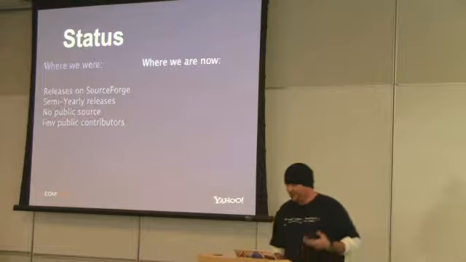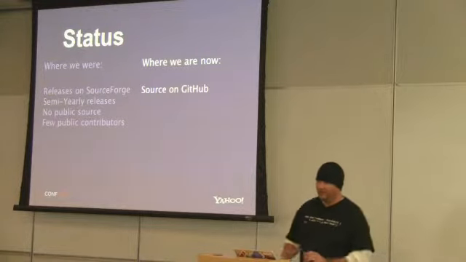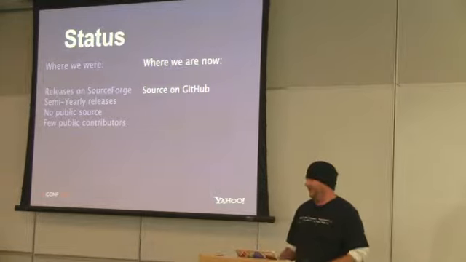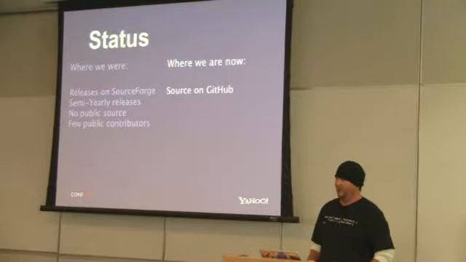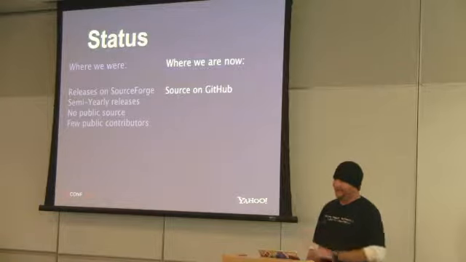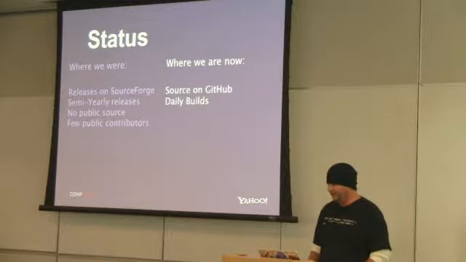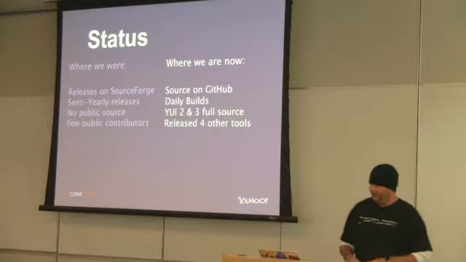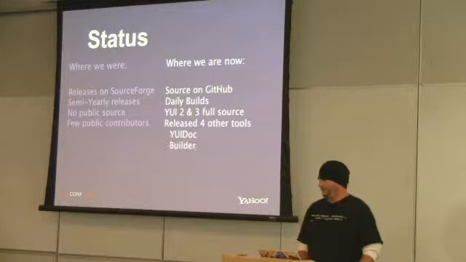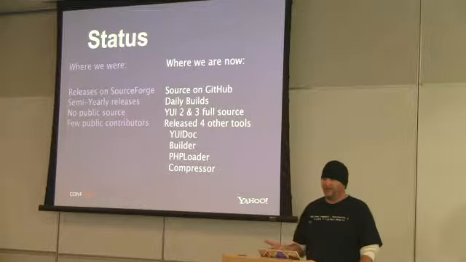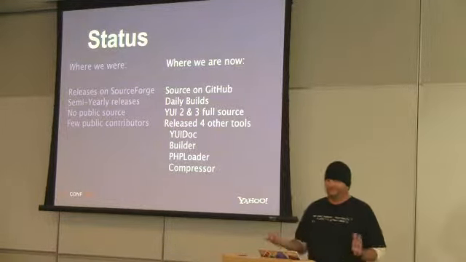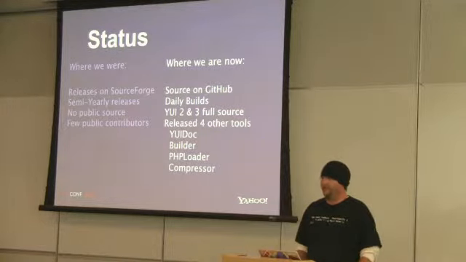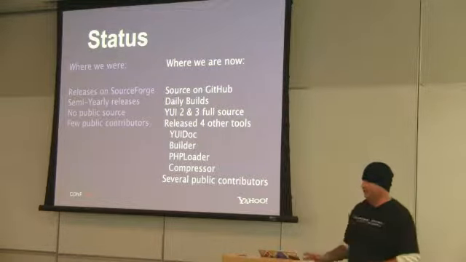Now, in the last year, our source was moved to GitHub. So everything we do is publicly available within minutes of us committing it in. You get to see exactly what we're working on. You get to use exactly what we're working on to build your own things. We have daily builds. The full YUI 2 and 3 source is available online. And we also released 4 other items this year. We released YUI Doc, our build system, PHP Loader, and YUI Compressor. Now, Compressor's been around a couple of years, but its source was never around. Now, everything we give is actually up and in the public, so you see everything every day. And we have a lot of public contributors now.